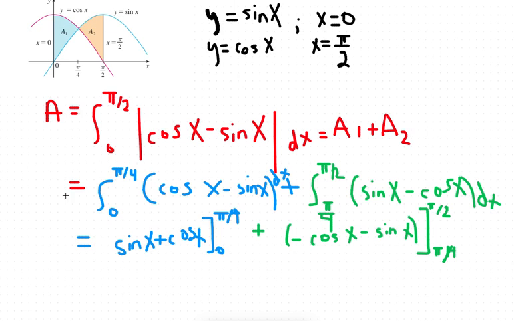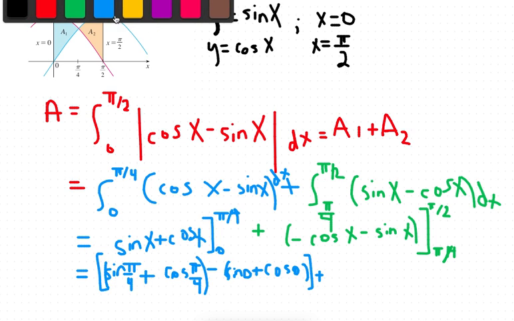Okay, so now when you evaluate it, you're going to do the upper limit minus the lower limit. So you're going to do from pi over 4 to 0. So sine pi over 4 plus cos pi over 4 minus sine 0 plus cos 0.